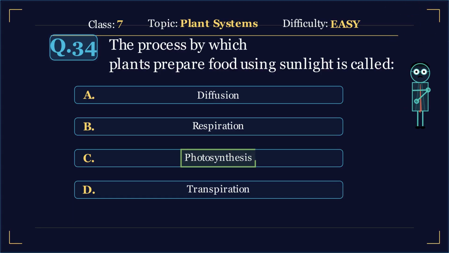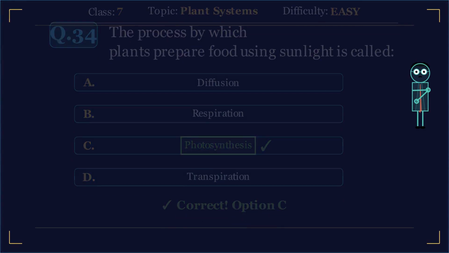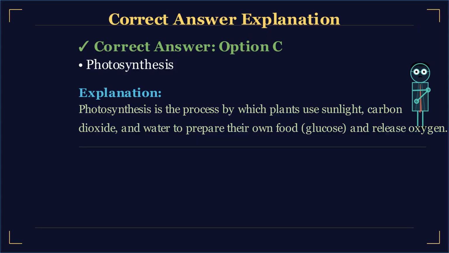The correct answer is option C. Here's the explanation for the correct answer. Photosynthesis is the process by which plants use sunlight, carbon dioxide, and water to prepare their own food, glucose, and release oxygen.